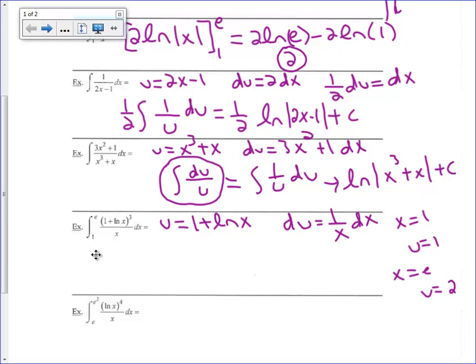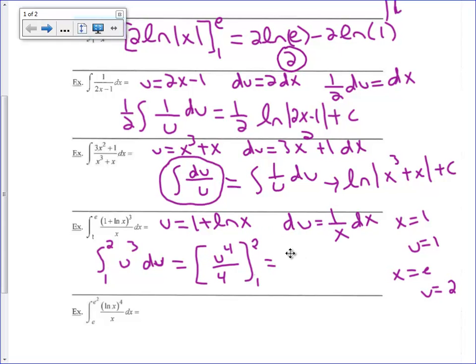So we completely turn this integral into the integral from 1 to 2 of u cubed. The u was 1 plus natural log of x, and the 1 over x dx was my du. And we turn it into an integral that's not even a natural log integral. So I'm going to add 1 to my exponent and divide by that. So I'm going to get u to the 4th over 4. And we're going to evaluate this between the bounds of 1 and 2.